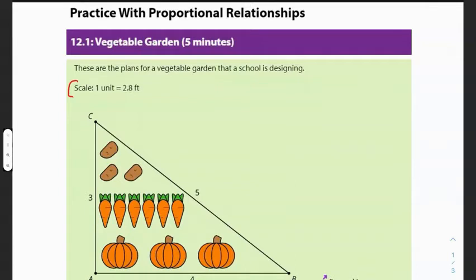So you have AC, which is 3. Well, how much is that in feet? That's where we would use the proportionality for that scale. So 3 units is how much in feet? Let's figure that out. In fact, I'm going to write a proportionality statement to solve for that. So we're looking for AC in feet.